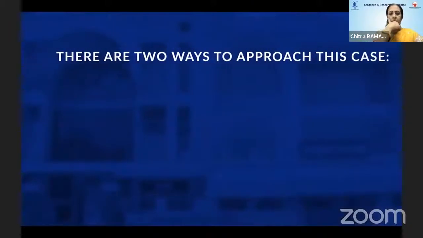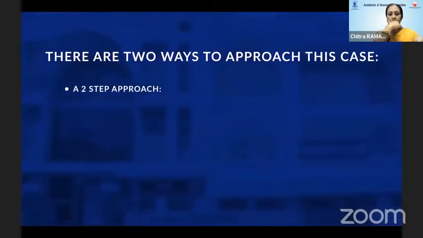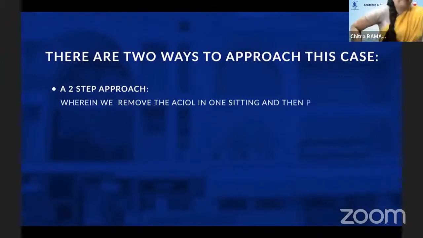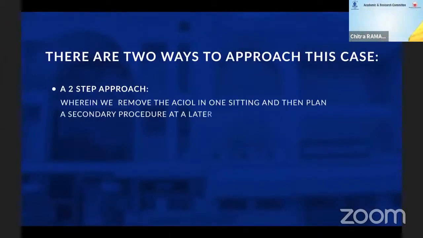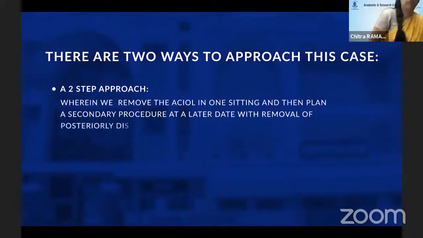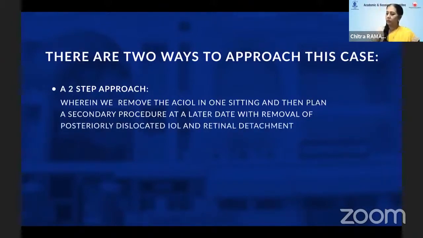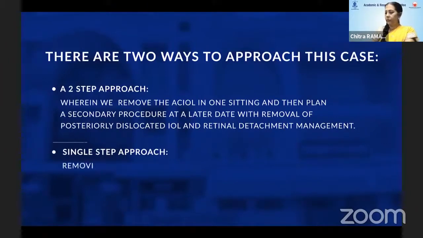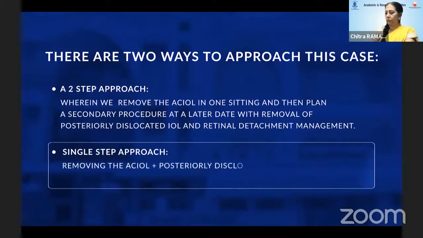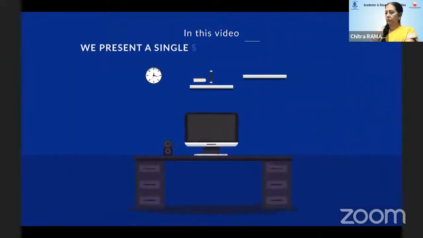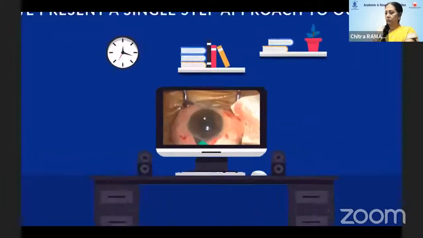There are 2 ways to approach this case. First one is a 2-step approach, wherein we remove the ACIOL in one sitting and then plan a secondary procedure at a later date with removal of the posteriorly dislocated IOL and retinal detachment management. The other one is the single-step approach, removing the ACIOL plus the posteriorly dislocated IOL and managing the retinal detachment. In this video we present a single-step approach to our case.